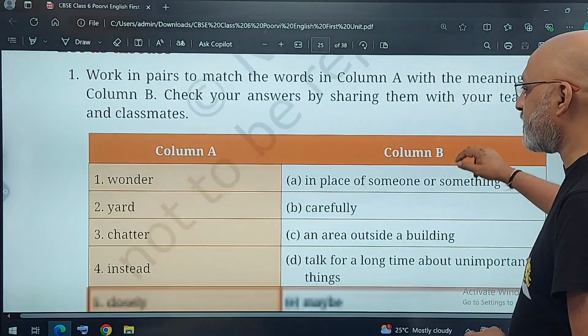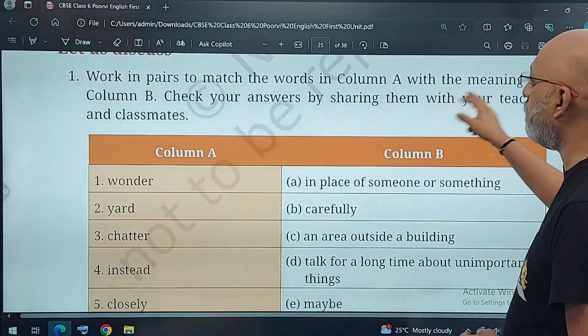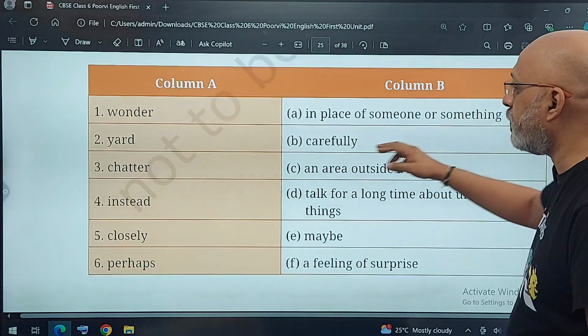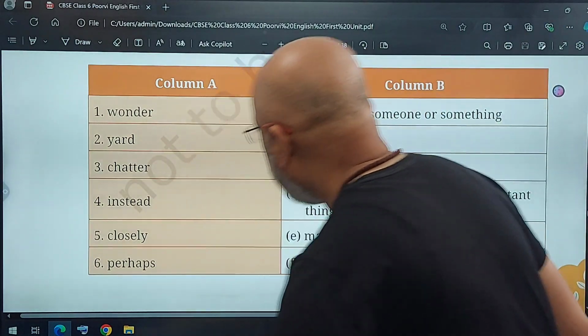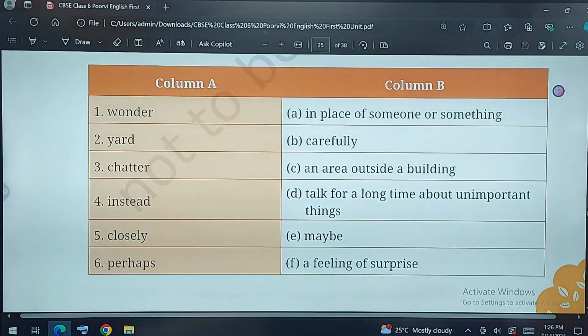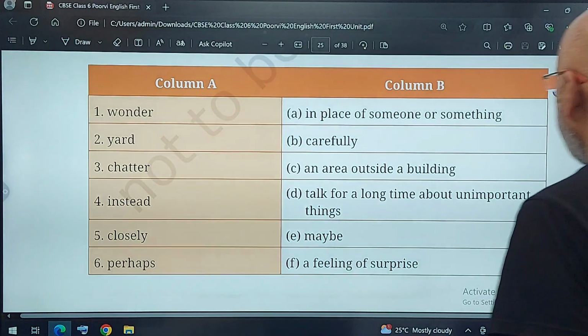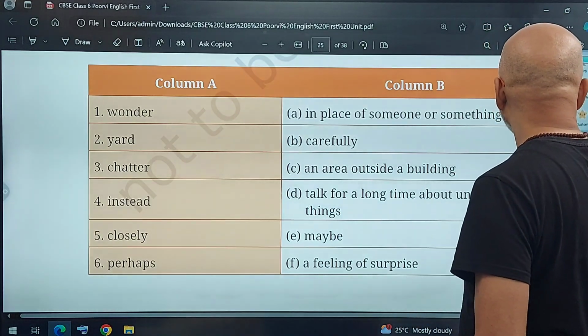Work in pairs. This is something very simple with the meanings in column B. This is very, very simple. Wonder. Wonder ka matlab kya hai? Just have a look at it and then I will tell you the answers. Wonder means F, a feeling of surprise. Okay, wonder means a feeling of surprise.